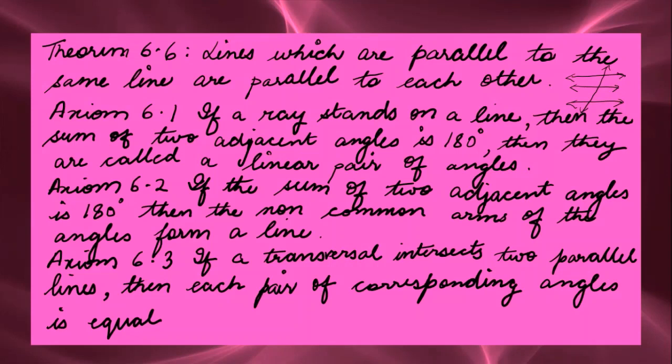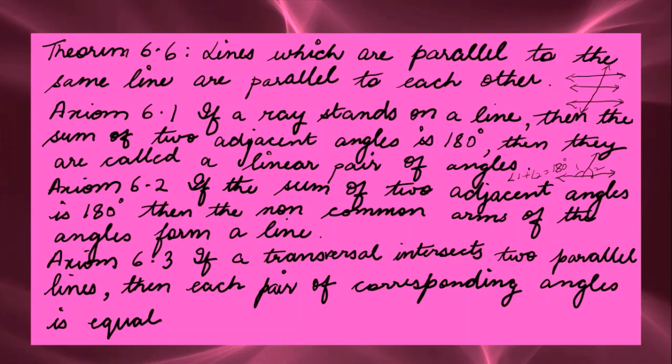Then Axiom 6.1 is, if a ray stands on a line, then the sum of two adjacent angles is 180 degrees. If these two angles are 1 and 2, then angle 1 plus angle 2 equals 180 degrees. Then they are called a linear pair of angles.